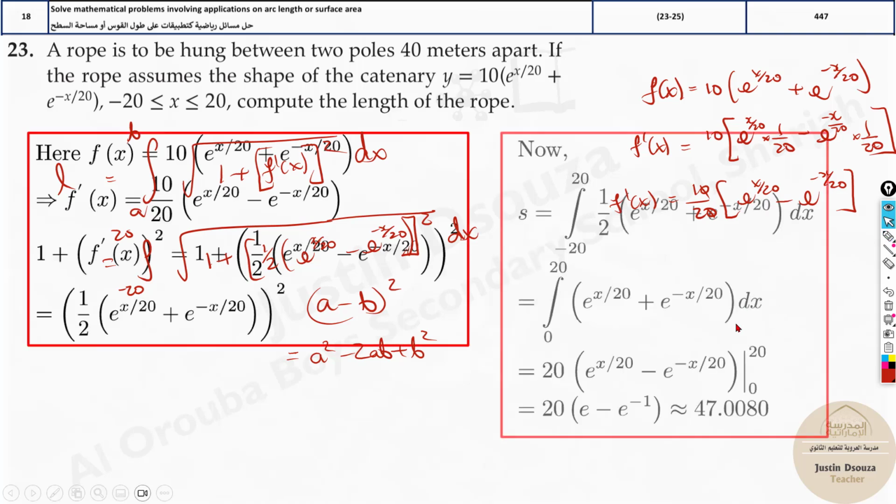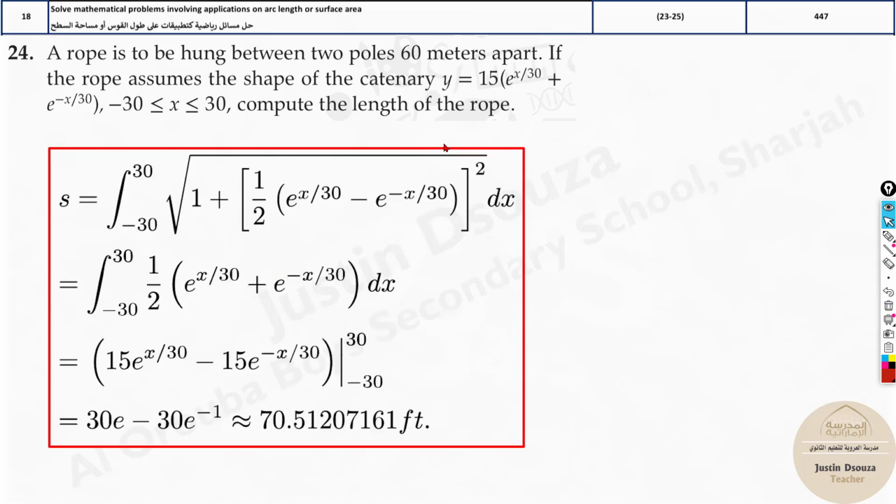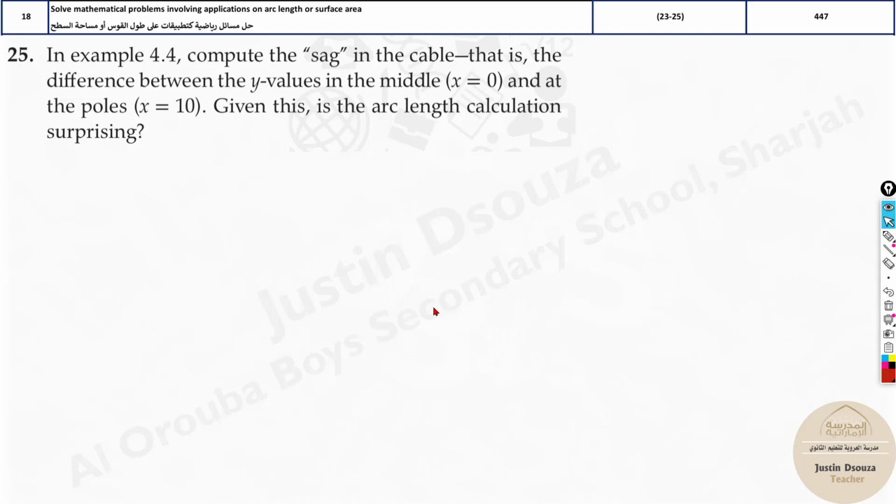Let's look at the answer. Yes, it is nearly 47 feet, or whatever the dimension is. It's meters. Similarly, please do solve the other problems. It's just like that. You can solve it by yourself and then find the answer over here. Check the answers. And the last one over here is interesting.